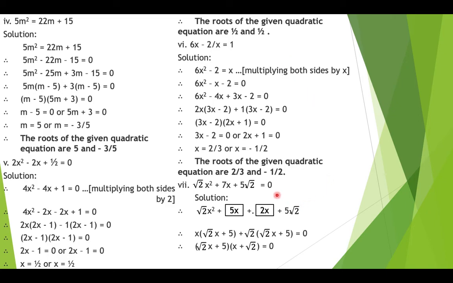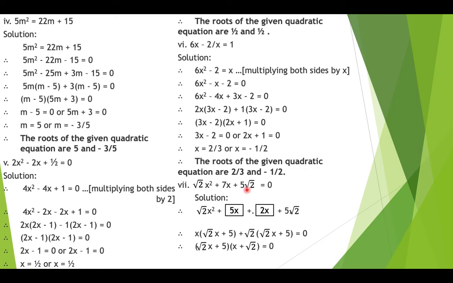Okay. Now let us go for question number 7. That is root 2x square plus 7x plus 5 root 2 is equal to 0. So this is an activity question. Solution over here is root 2x.